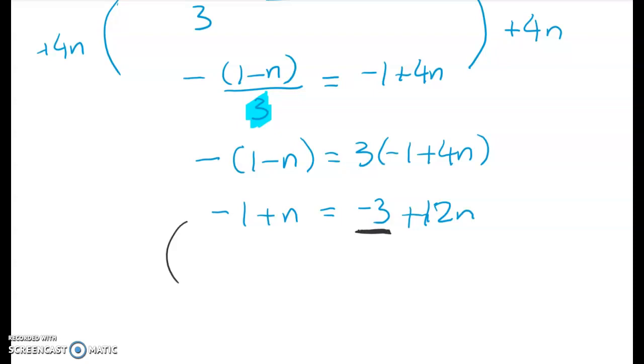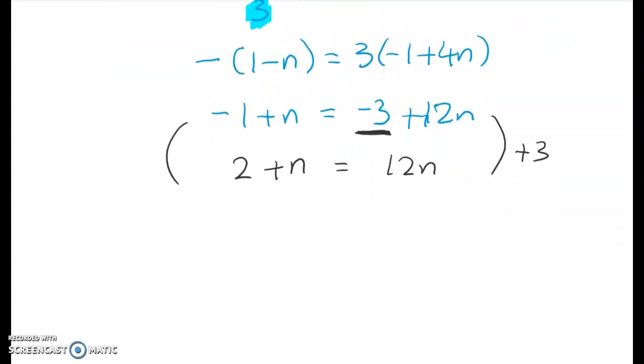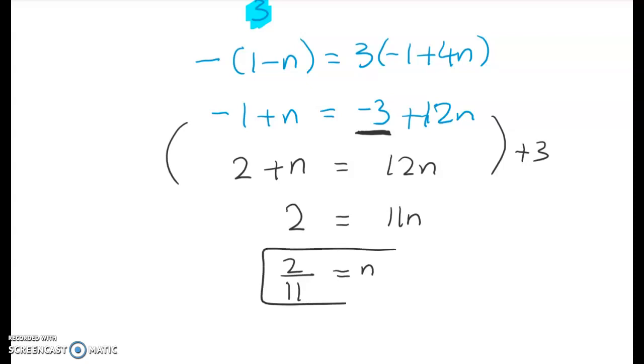So negative 1 plus 3 gives me 2. So I have 2 plus n here, and I just have 12n here. Next I'm going to subtract n from both sides, giving me 2 is equal to 11n. Lastly I'm going to divide both sides by 11. So we get n is equal to 2/11.